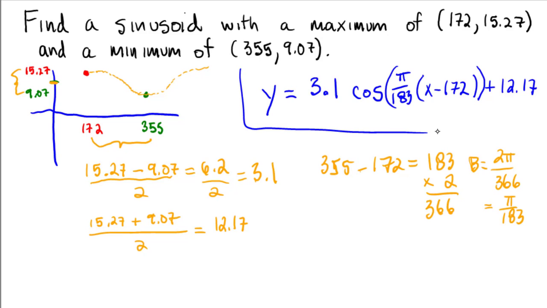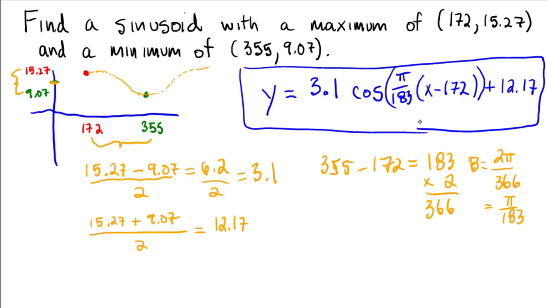So this would be a sinusoidal model. You can test it out. Its max is going to occur here, its minimum is going to occur here, and then you can use that to be able to predict other values of the function.